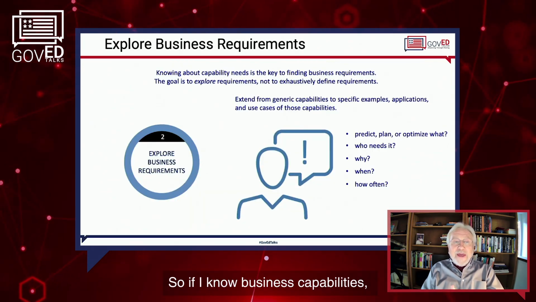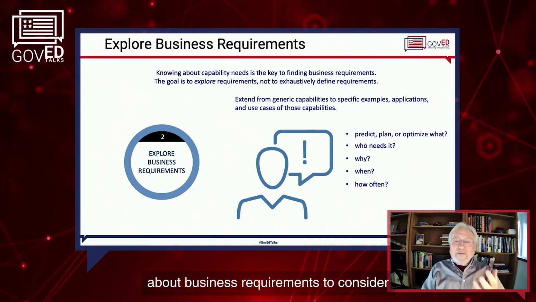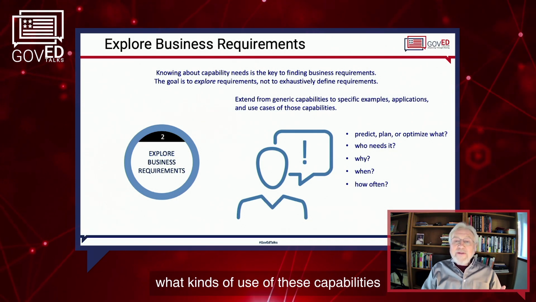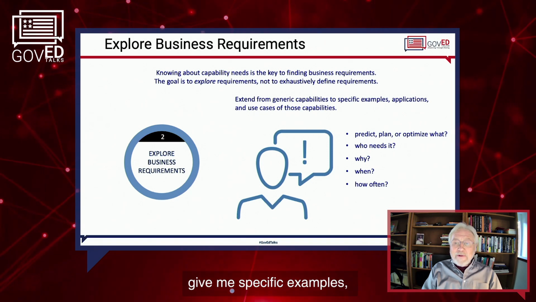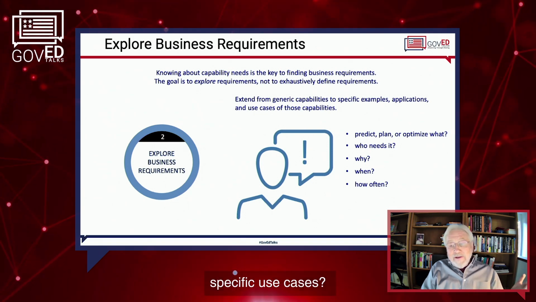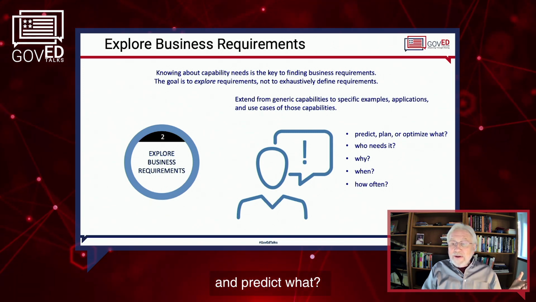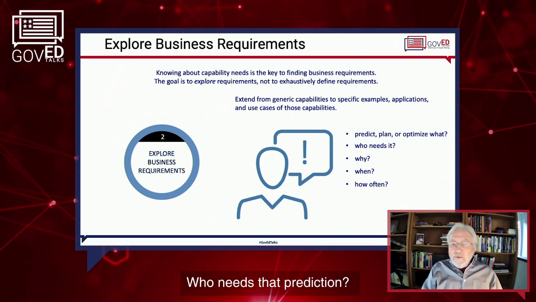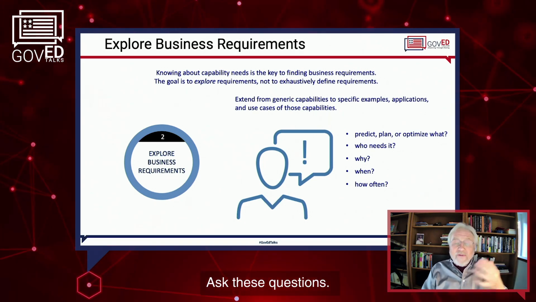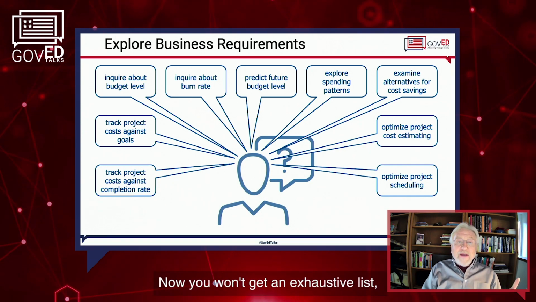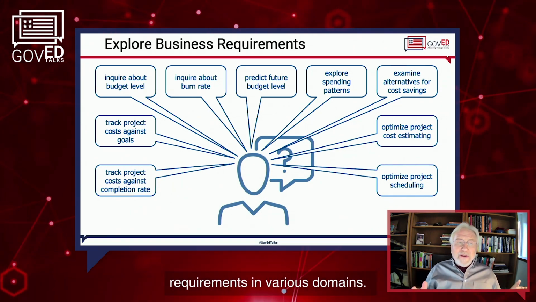So if I know business capabilities, the next step is to think about business requirements, to consider what kinds of use of these capabilities. Instead of generic, give me specific examples, specific use cases. So asking questions, if the goal were to predict, then predict what? Who needs that prediction? Why do they need it? When do they need it? How often do we need to predict? Ask these questions, explore the business requirements. Now, you won't get an exhaustive list, but you'll explore business requirements in various domains.